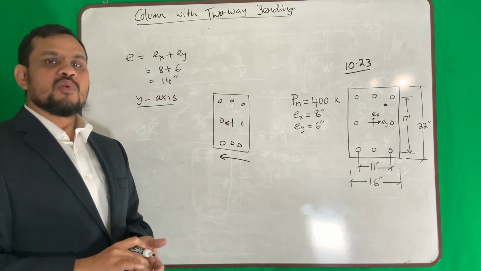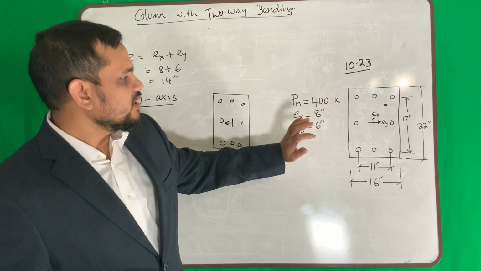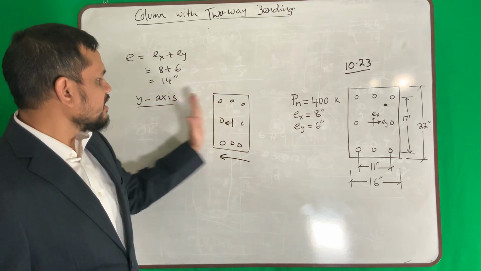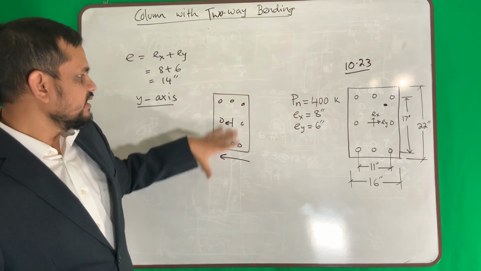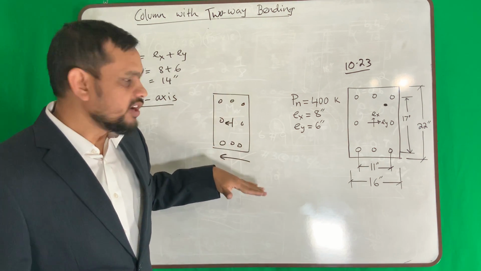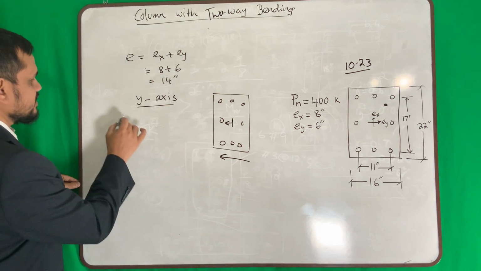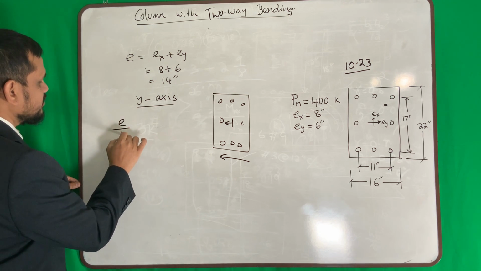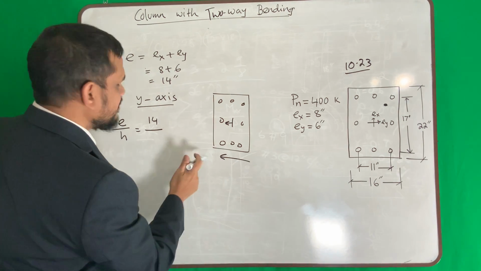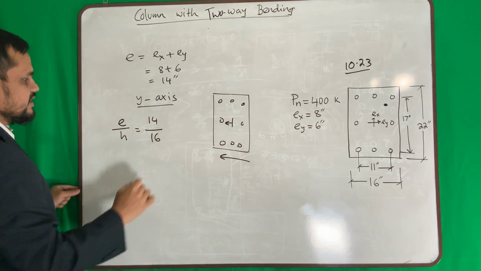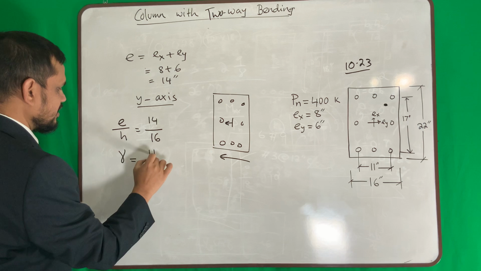Why about y-axis? Because my column is weaker about the y-axis. That means it can buckle this way very easily, because this way is so long. It's very difficult to buckle this way. This way it is easy. So we will design about the y-axis. So our e by h will be, e will be 14 and h will be this dimension, because we are designing about the y-axis. So e by h is this, then gamma will be this way. That means 11 by 16.